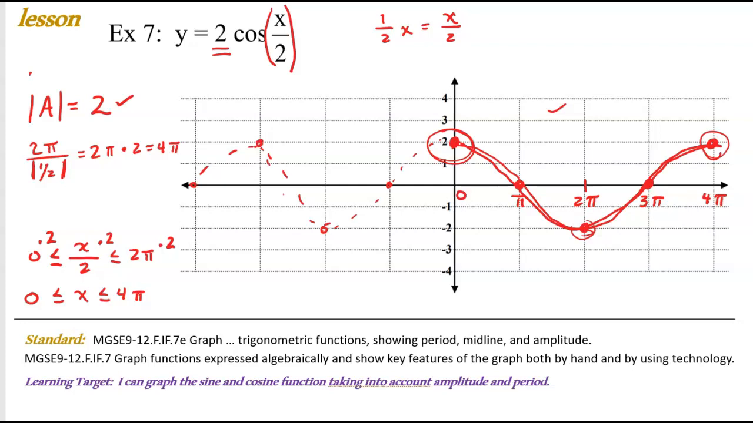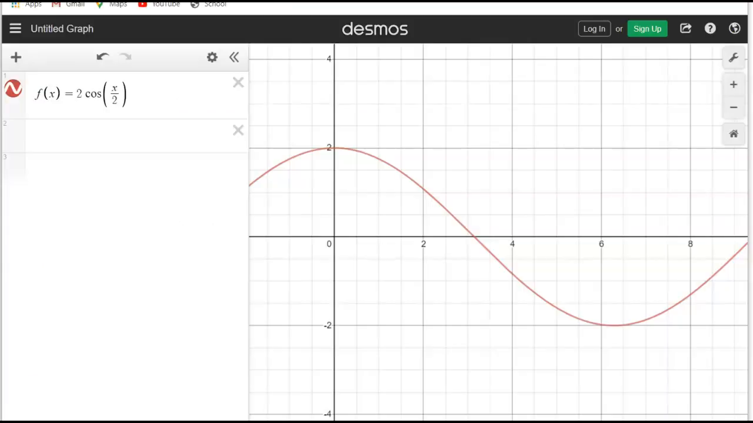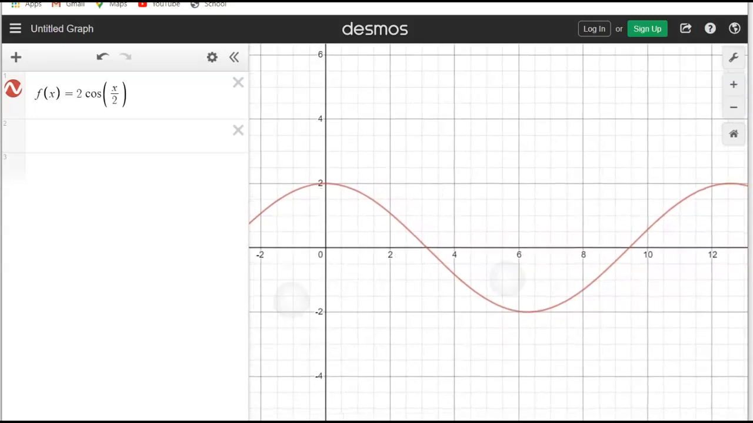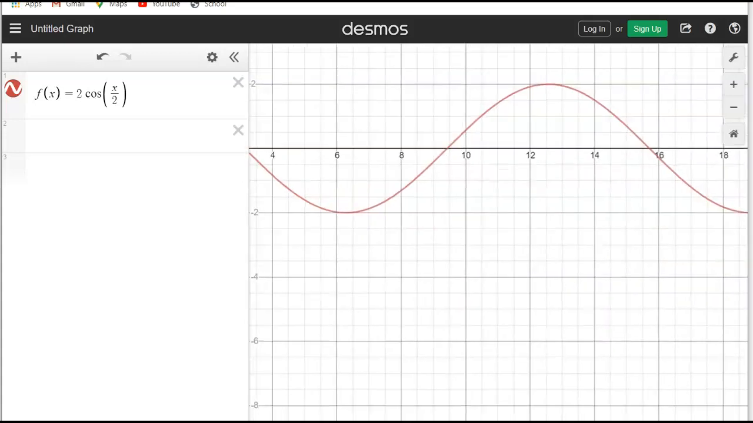So let's go to Desmos. Now, I did not change the graph from my last problem, so we actually now have to bring that in a little bit because we expanded. Remember, when you divide x by a number, you actually make the period much longer. So let's verify.